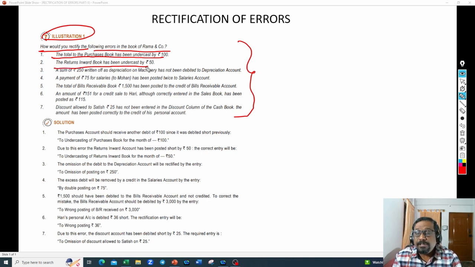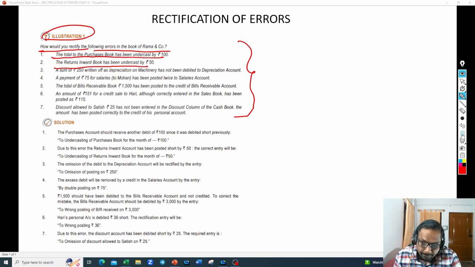So returns inward means what? There are 2 returns. One is returns inward, the other returns outward. When do we get the return inwards? That is sales return. When I sell the goods, goods can be returned. So when the returns are coming in, they are basically sales returns. When the returns are going out, they are return outwards. So here he is talking about return inwards. Return inward book is nothing but sales return book. So that is undercasted by 50 rupees.